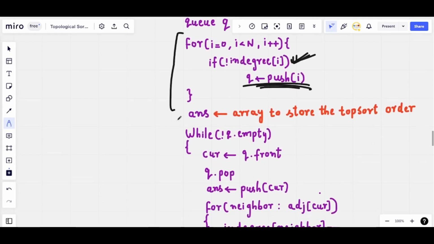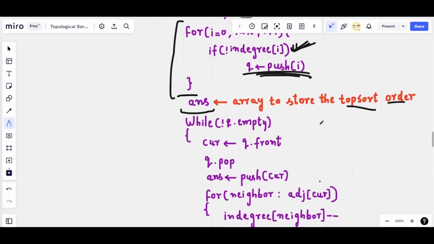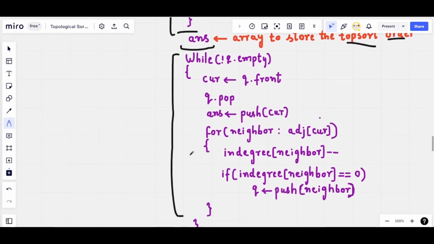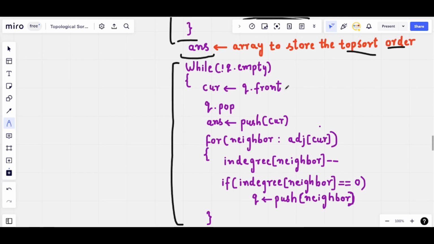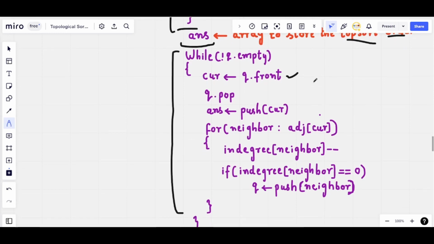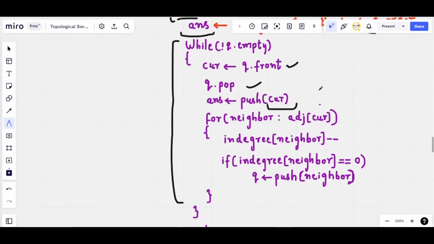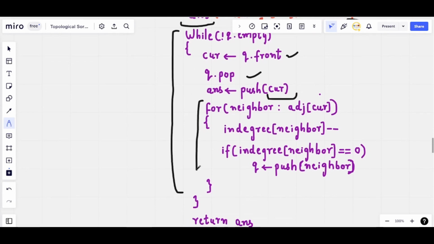Fine. Then at this point I will have those nodes into the queue which has in degree to be 0. Then this is my answer array which will be used to store the top sort order. Then I will iterate over the queue. I will perform the BFS till the queue is not empty. I will pop the front element from the queue. Okay, here I am popping it out, and I will push that element into the answer array, and I will traverse the elements which are the neighbor elements or the adjacent nodes of the current node.